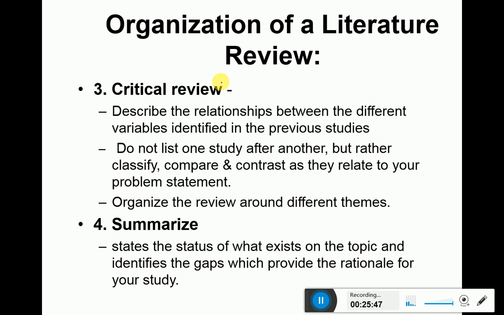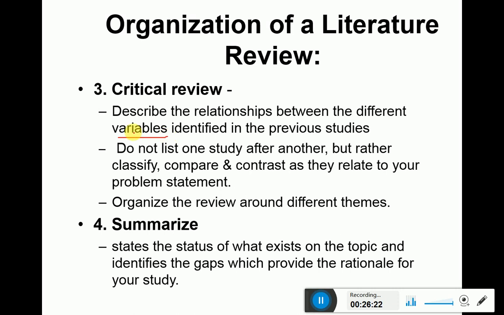Then the next thing is critical review. What is critical review? Critical review simply means describing the relationship between the different variables identified in the previous study. In critical review, first the variables are identified. For example, with motivation, different variables are connected. Motivation is connected with pay. Motivation is connected with recognition. Motivation is connected with basic needs. Motivation is connected with, for example, self-actualization. Motivation is connected with intrinsic factors.